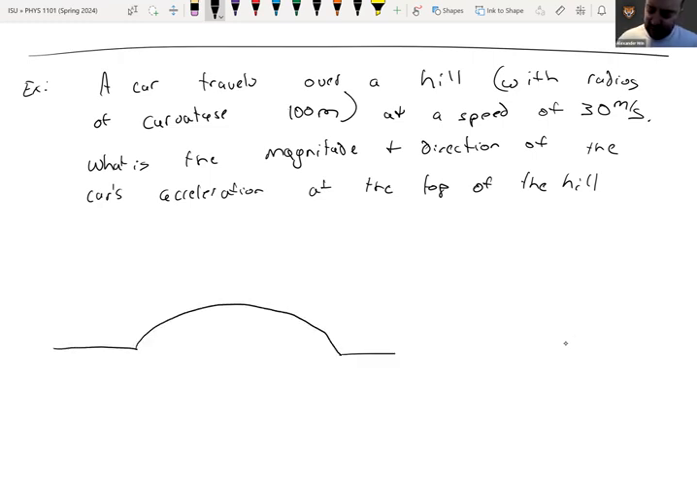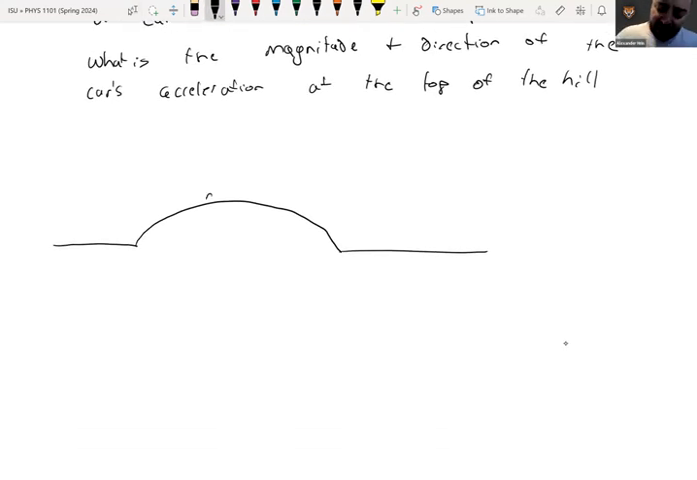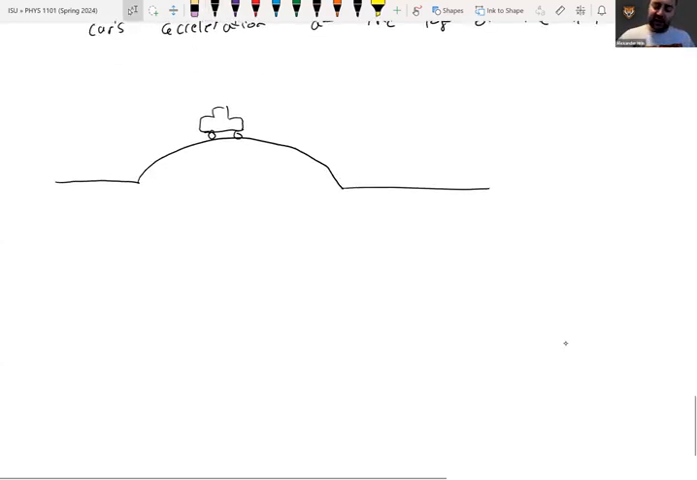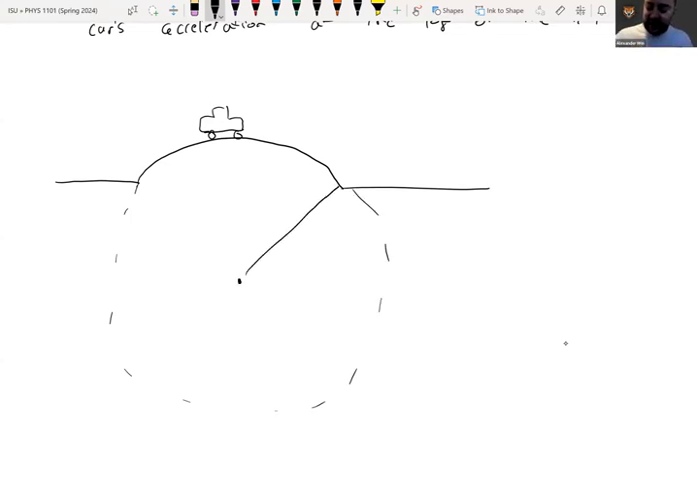The idea is that now we've got a hill and the car is up here at the top of the hill. I didn't draw it quite at the top, but you can imagine it's at the top of the hill. But the idea is that this hill is part of a circle that extends downward into the ground, and that circle would have a radius of 100 meters. So again, we already know that the centripetal acceleration is 9 meters per second squared because the numbers are the same. It's still just v squared over r. I gave you 30 squared over 100, and so there you go. That's how you'd get that.